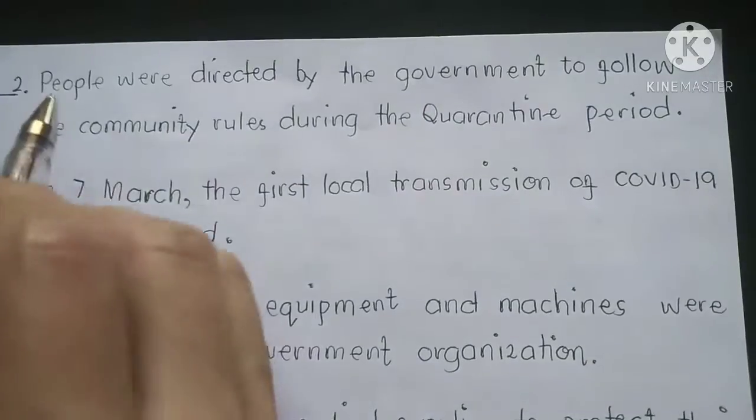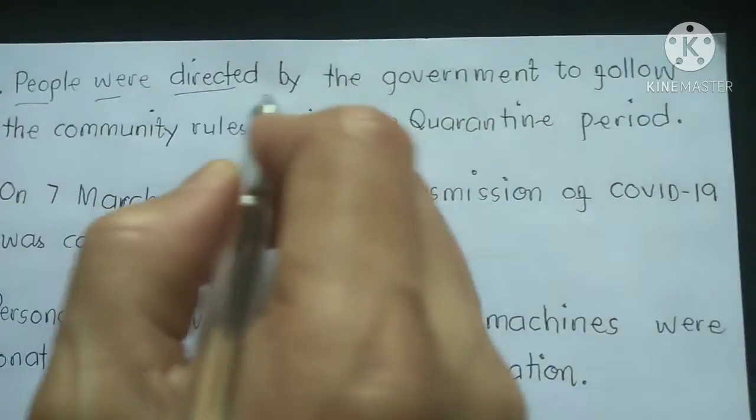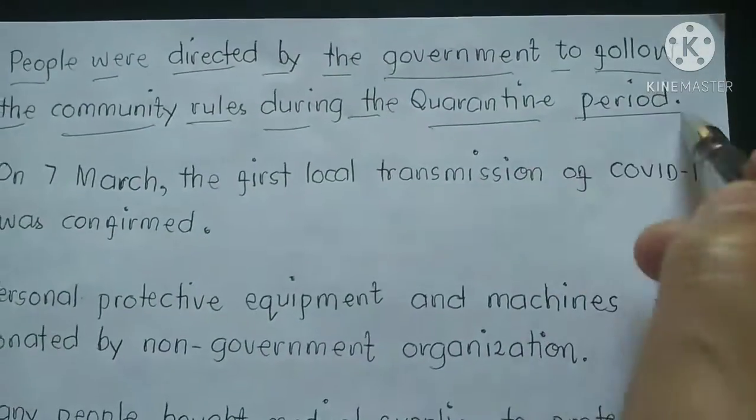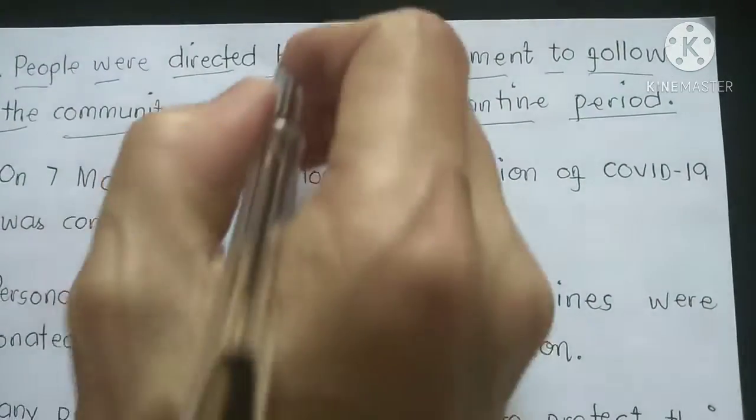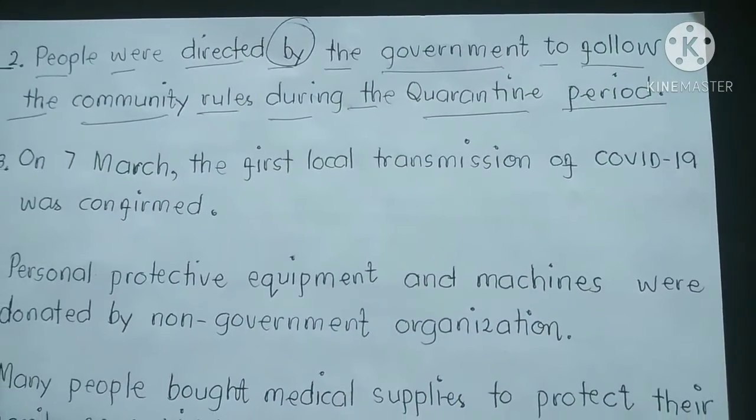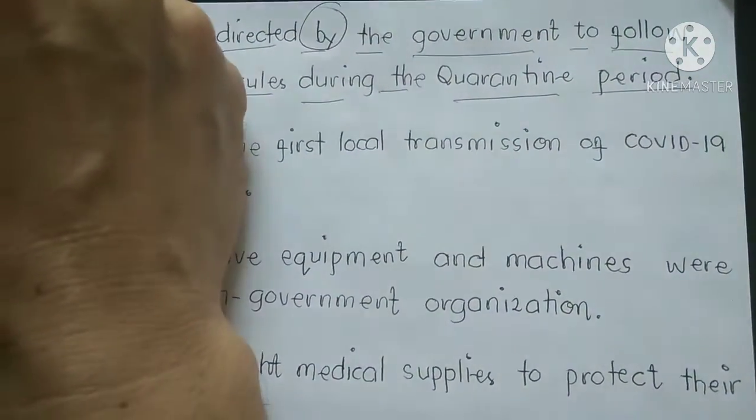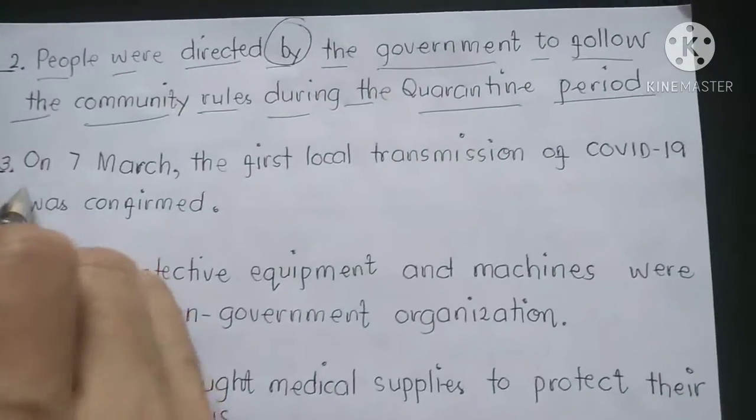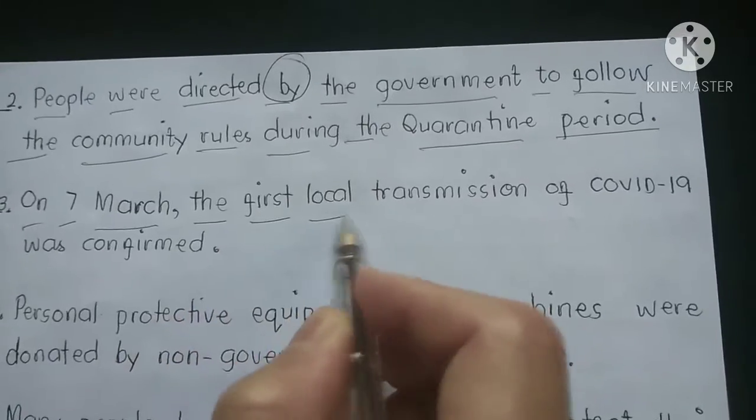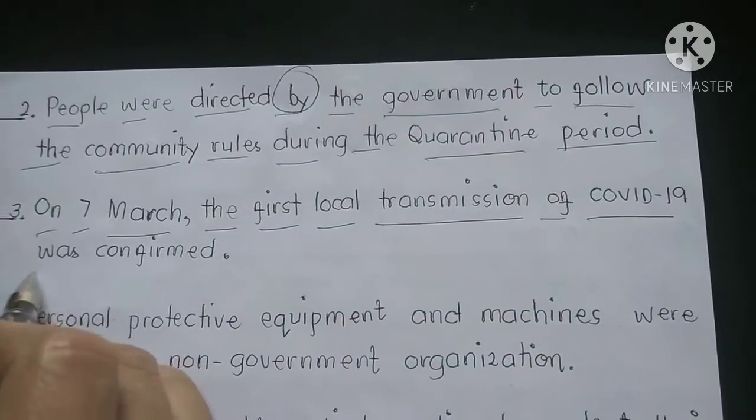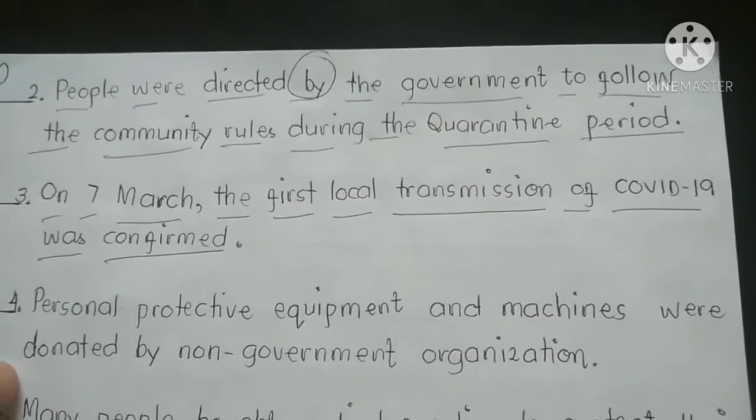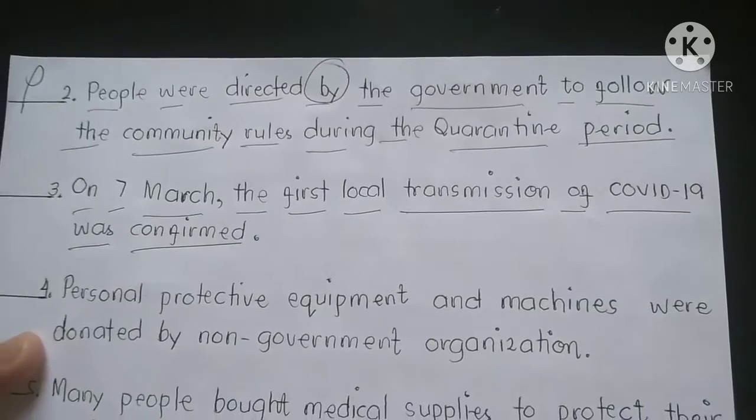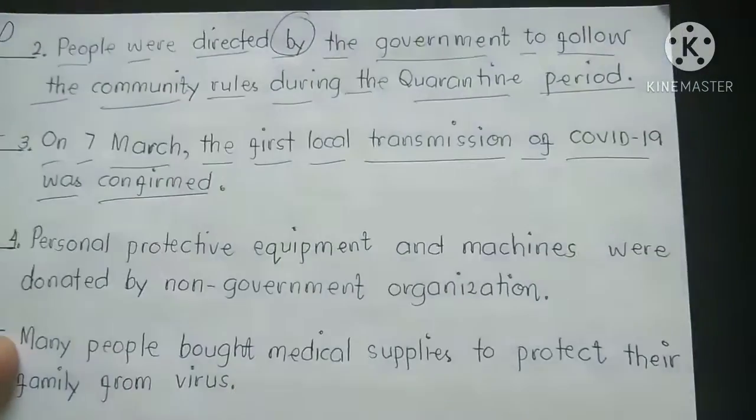Number 2. People were directed by the government to follow the community rules during the quarantine period. That is passive voice because of by. On 7 March, the first local transmissions of COVID-19 was confirmed. Okay, that's active.